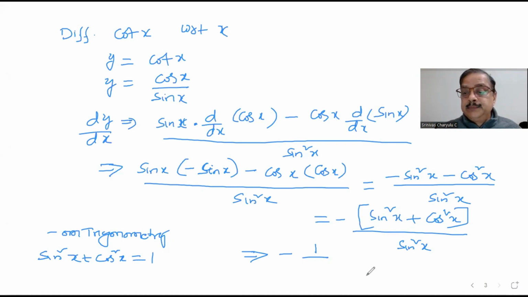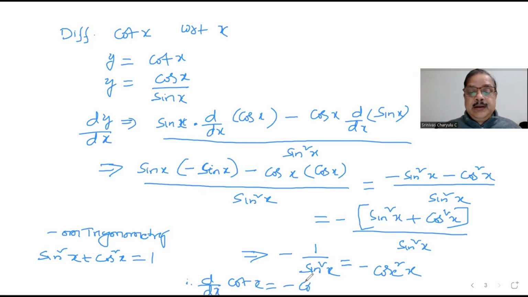Minus 1 by sin square x. We are left with minus cosecant square x. So therefore, d by dx of cot x is nothing but minus cosecant square x. Okay. So these are all very important sums.